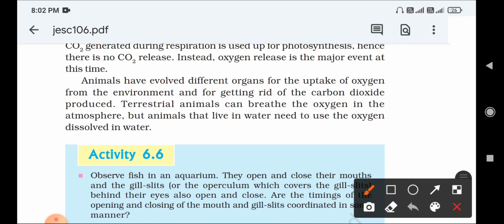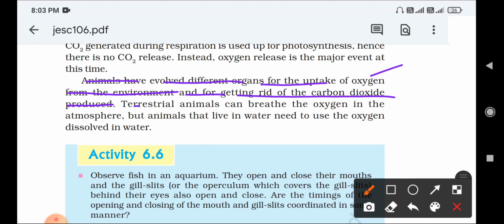Next we will discuss how animals have evolved different organs for the uptake of oxygen from the environment and for getting rid of the carbon dioxide produced. Animals have evolved different types of systems for taking up oxygen as well as removing carbon dioxide from the body.